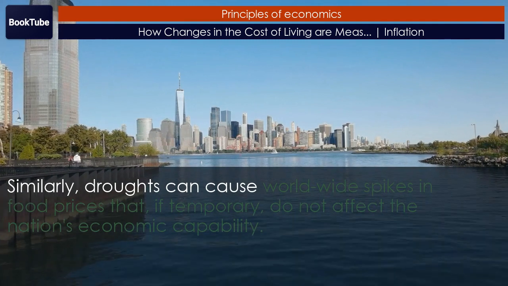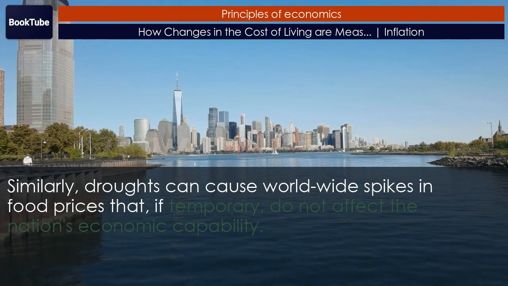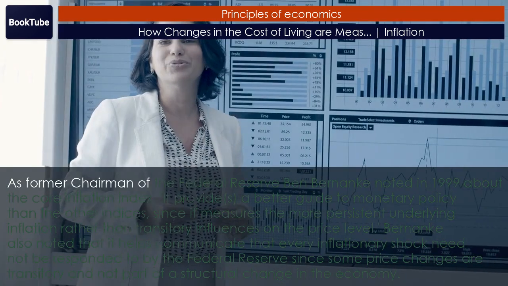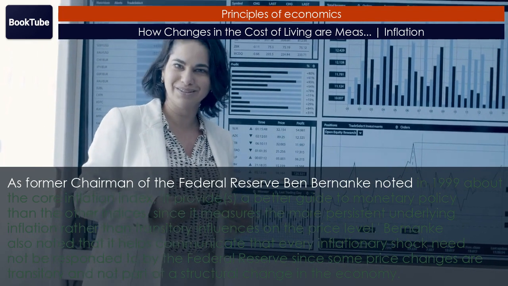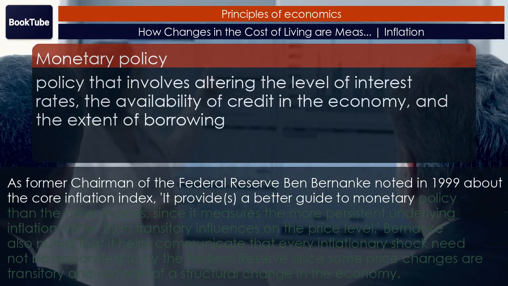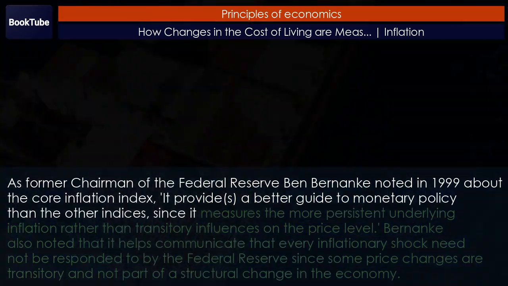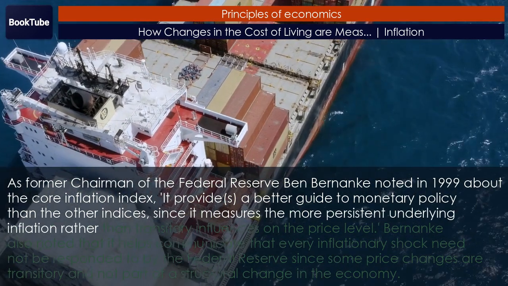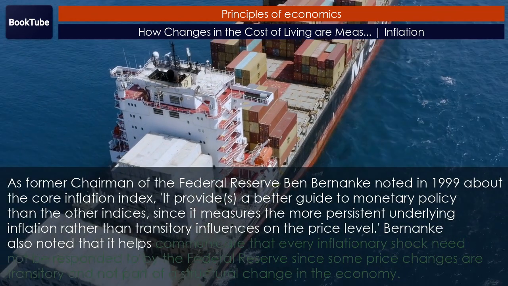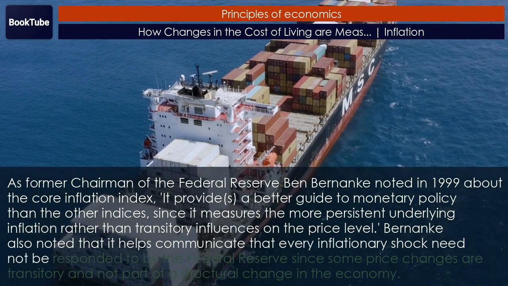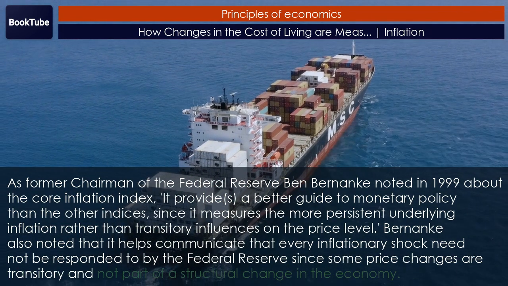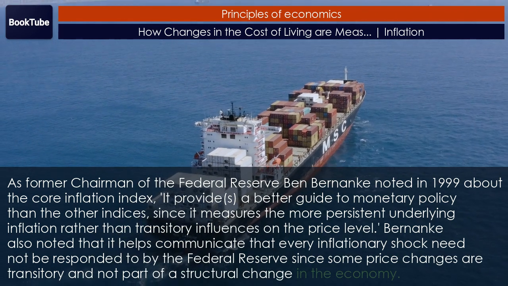Similarly, droughts can cause worldwide spikes in food prices that, if temporary, do not affect the nation's economic capability. As former chairman of the Federal Reserve Ben Bernanke noted in 1999 about the core inflation index, it provides a better guide to monetary policy than the other indices, since it measures the more persistent underlying inflation rather than transitory influences on the price level. Bernanke also noted that it helps communicate that every inflationary shock need not be responded to by the Federal Reserve, since some price changes are transitory and not part of a structural change in the economy.